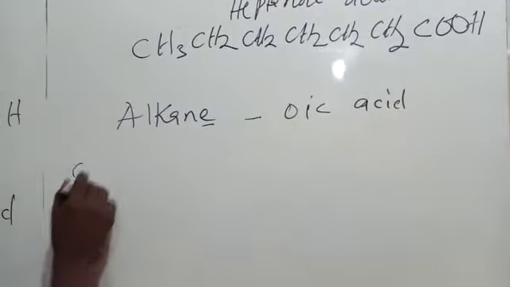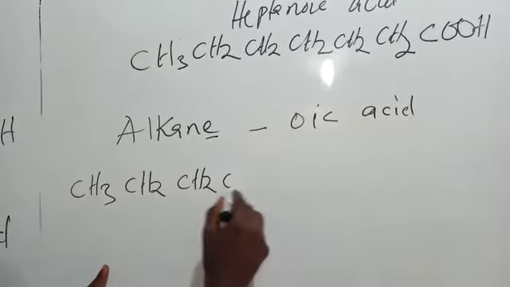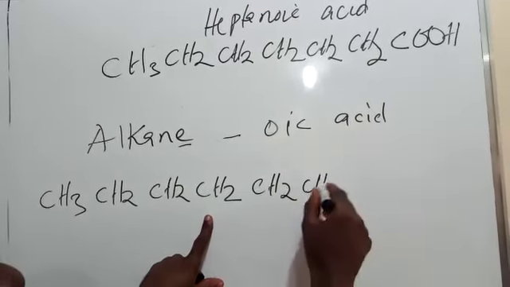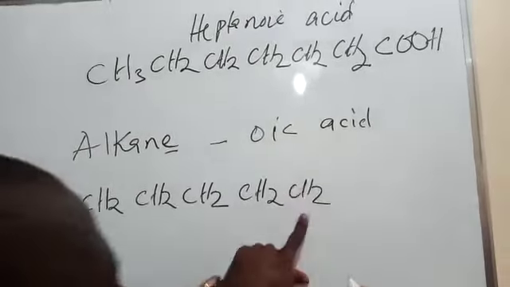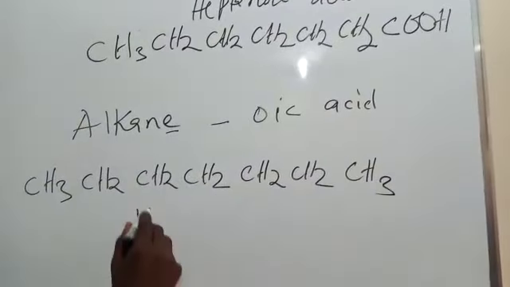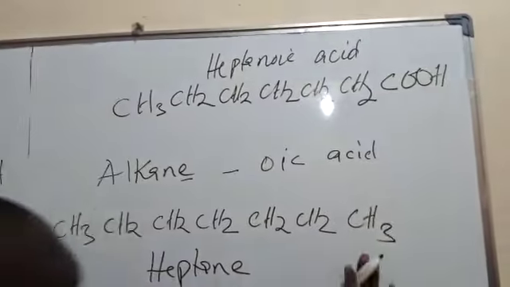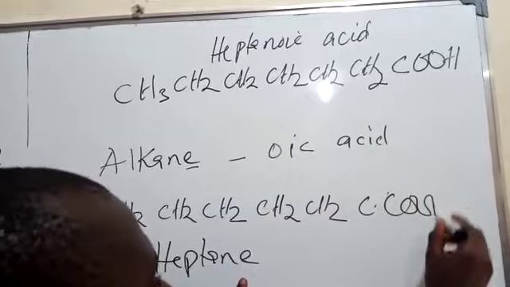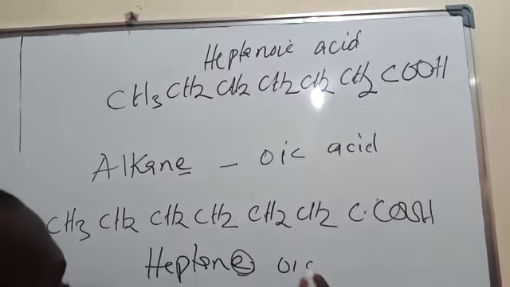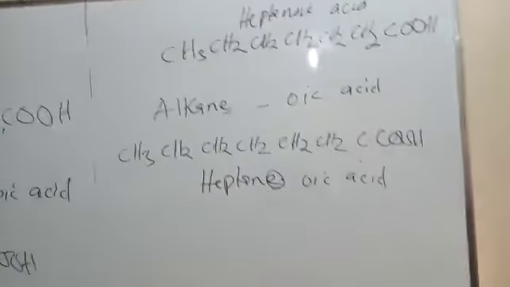Remember, if you have something like CH3CH2CH2CH2CH2CH2CH3, 1, 2, 3, 4, 5, 6, 7, you call this heptane. So from this heptane, if you remove this E and put COOH, it becomes heptanoic acid. So remove this E and put oic acid. So that is how their respective names are formed.